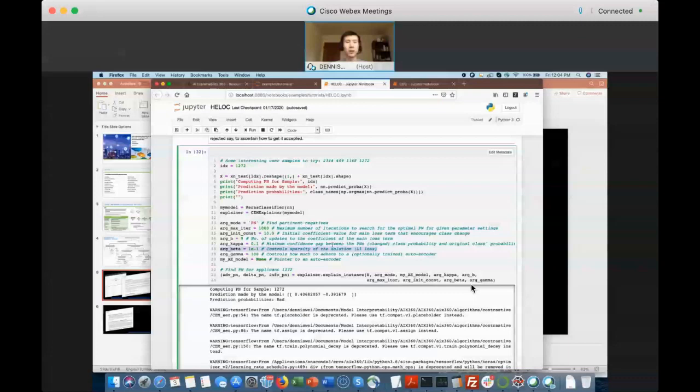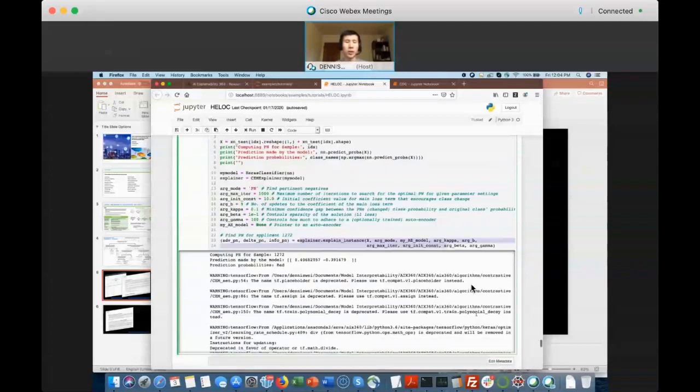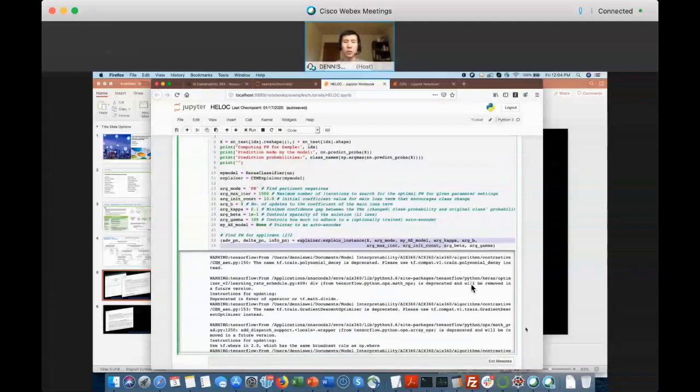norm of the changes. So we're going to call the explain instance method of the CEM explainer with the data point in question and all of those parameter settings. It already ran in the background while I was speaking. So now we can look at the results.